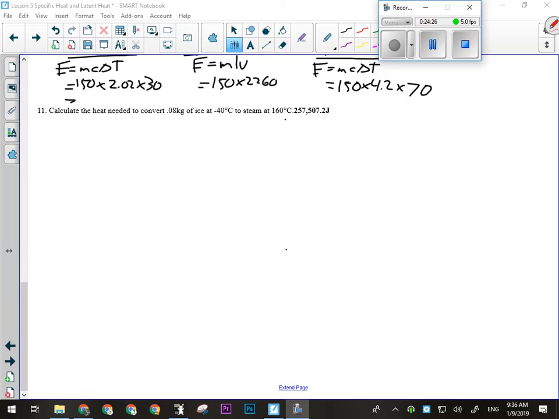Okay, so number 11 is a big one because we start out with ice at minus 40, and we're going to steam at 160. So we've got basically the entire heating curve being involved here because we're starting down here at minus 40, going to 160 degrees, which is way up there, so we're doing all 5 steps.